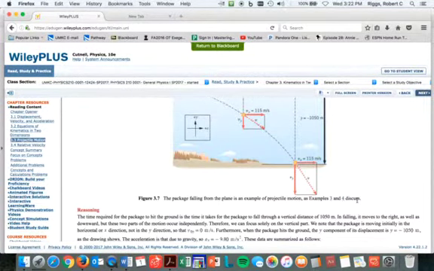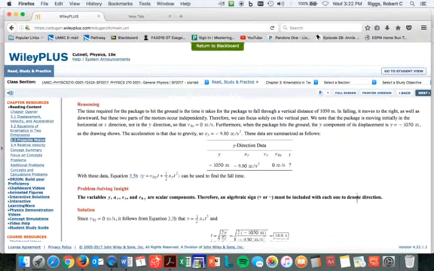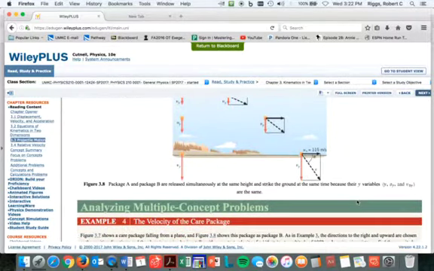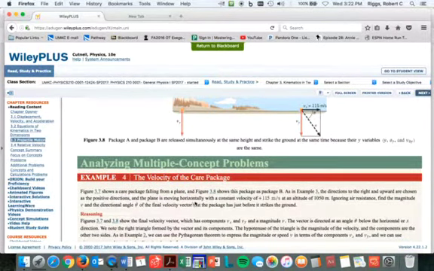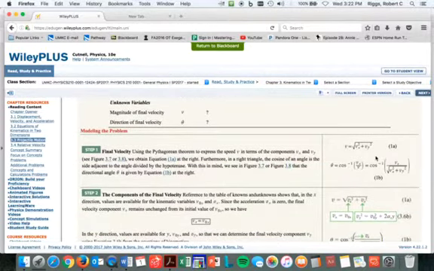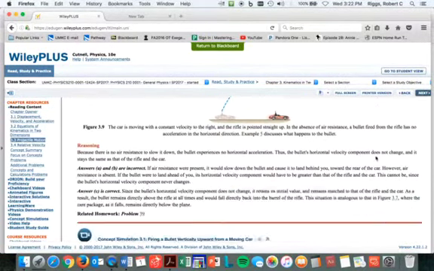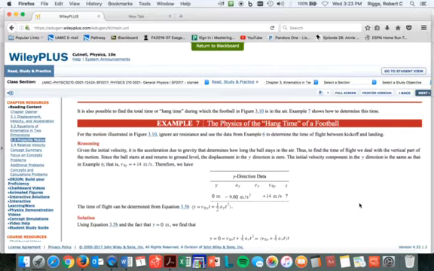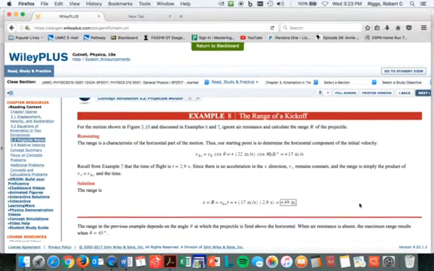Here's example 3, a falling care package. You can go through and work it out again with them. Example 4 shows the magnitude of the final vector when it hits. If you work through all these examples and go through their thing, you should be fine. And then we did this problem. Here's example 6. Here's example 7. If you go through these and you understand them, you should be fine. Example 6, 7, and 8. There it is.